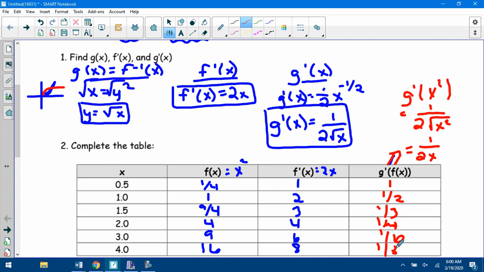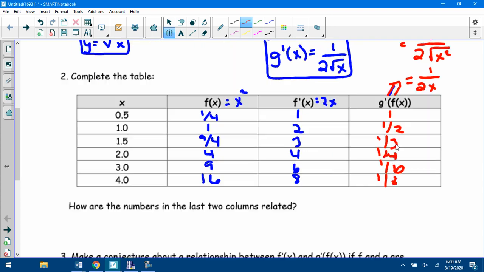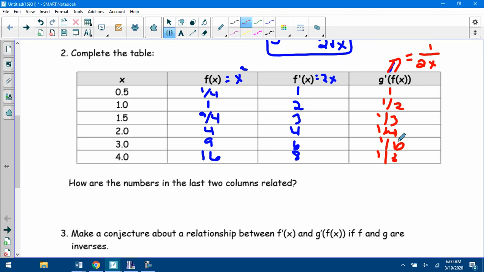What do you notice? Well, the numbers in this third column and the numbers in this fourth column are reciprocals of each other. And you can see that from the equations too. 2x versus 1 over 2x. That's reciprocals. So how are the two numbers in the last two columns related? These ones and these ones. They're reciprocals.